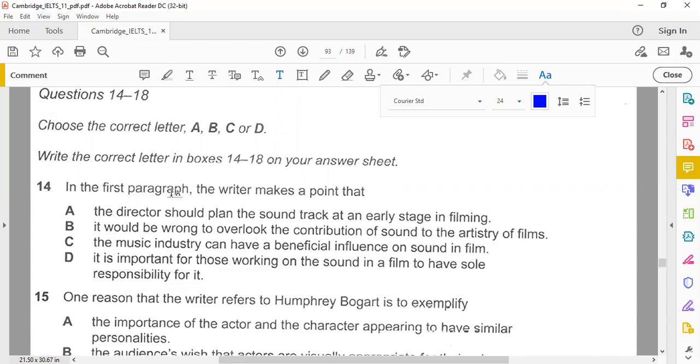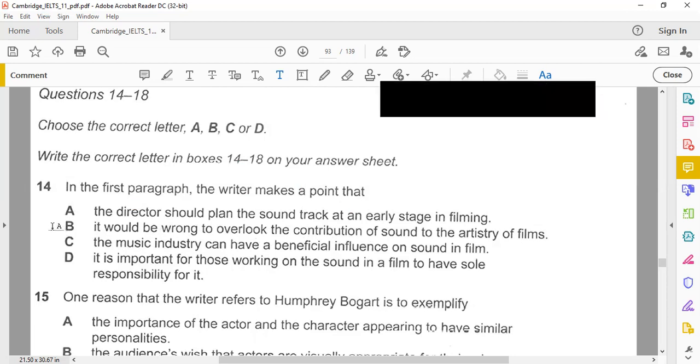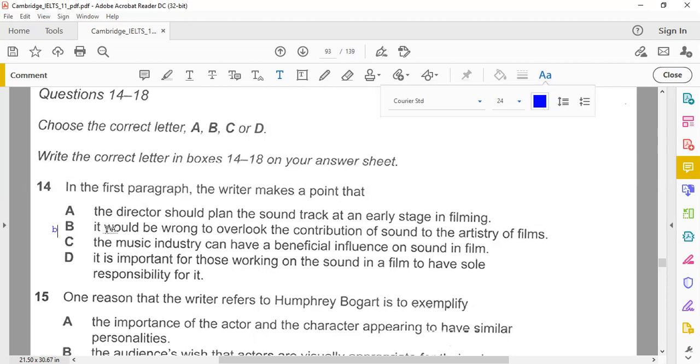In the first paragraph, the writer makes the point that it would be wrong to overlook the contribution of the sound to the artistry of film. So B is the right option, so you write B in the answer sheet against number 14. So B is the option.